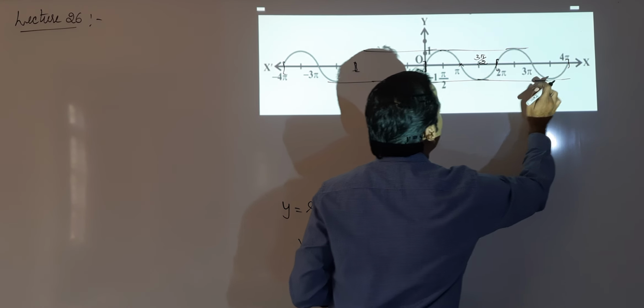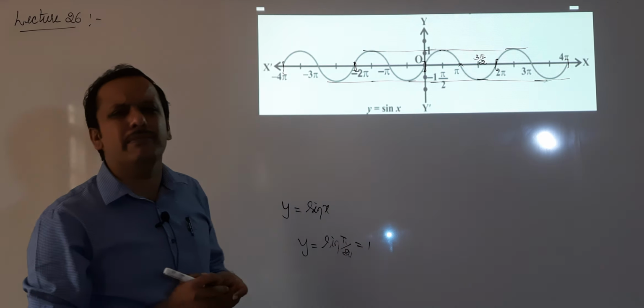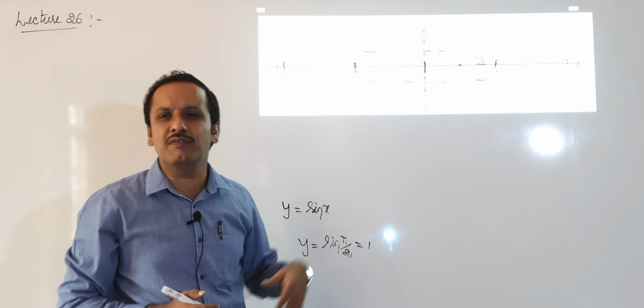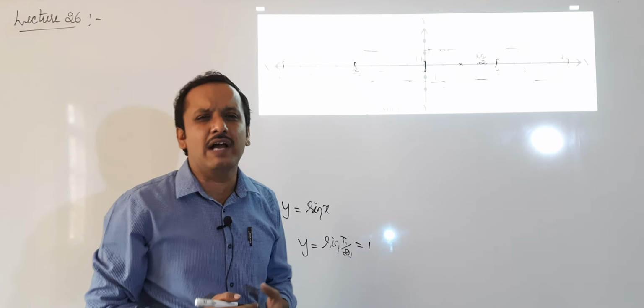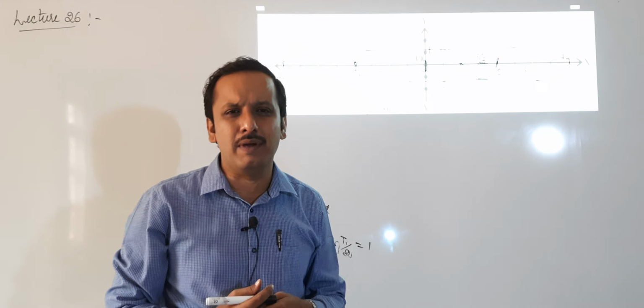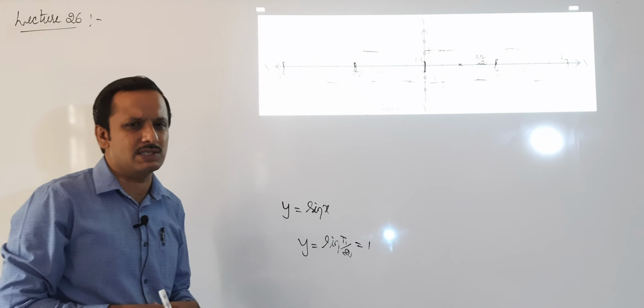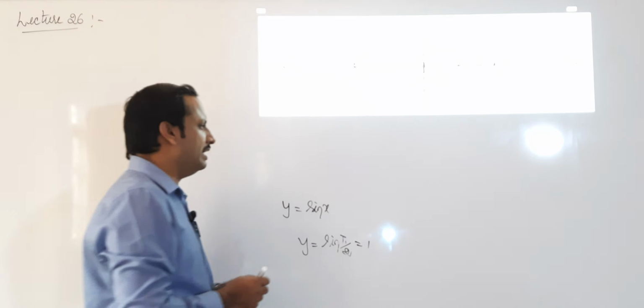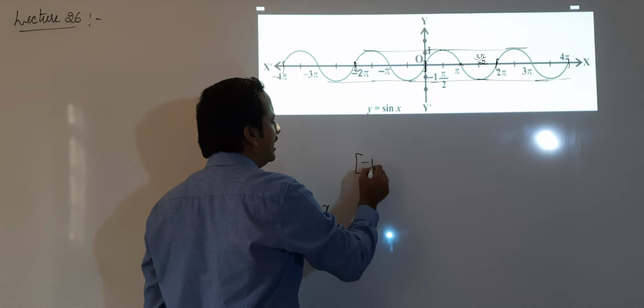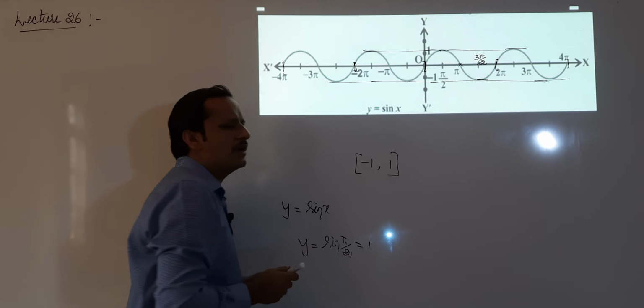Okay, so it will never come below this line. So the minimum value, and that line is nothing but y equal to -1. The minimum value of sine x is -1. Minimum is -1 and maximum is +1. So the range of sine x is the closed interval -1 to 1.